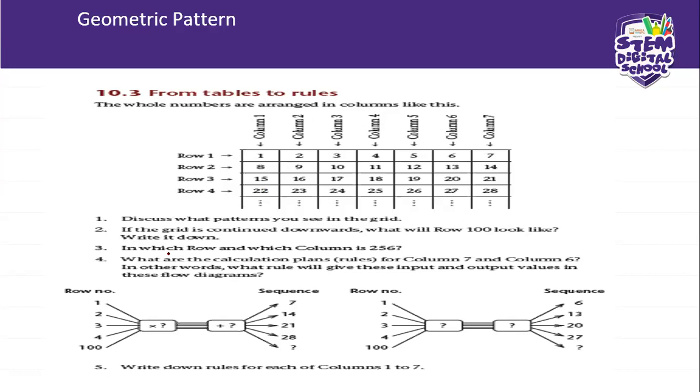How would we be able to answer in which row and which column the number 256 is? Yes, we can see that per row, it ends at 7. But to do 1, 2, 3, 4, 5 up to 256, it's going to take you forever. So we want to generate a rule. Yes, I see one person says they keep on counting. But do you want to count up to 256? Time. All right, let's just go to the answer.